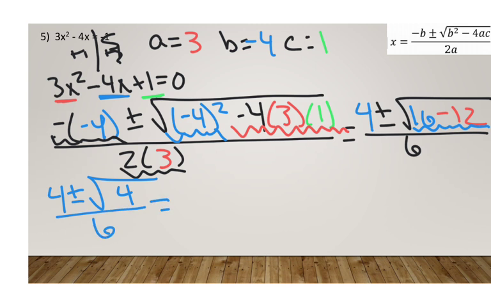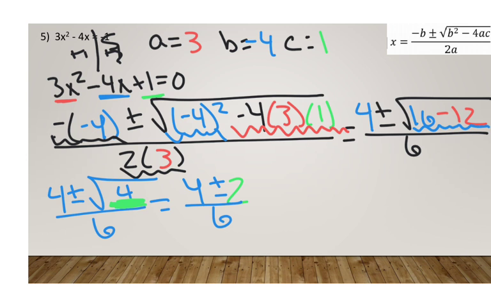Now notice when we look at this square root of 4, this is a perfect square. So we're going to bring over our 4 plus or minus. The square root of 4 is 2. And then bring over that 6. Now notice these are all whole numbers. So that means that we can simplify this into 2 rational numbers.